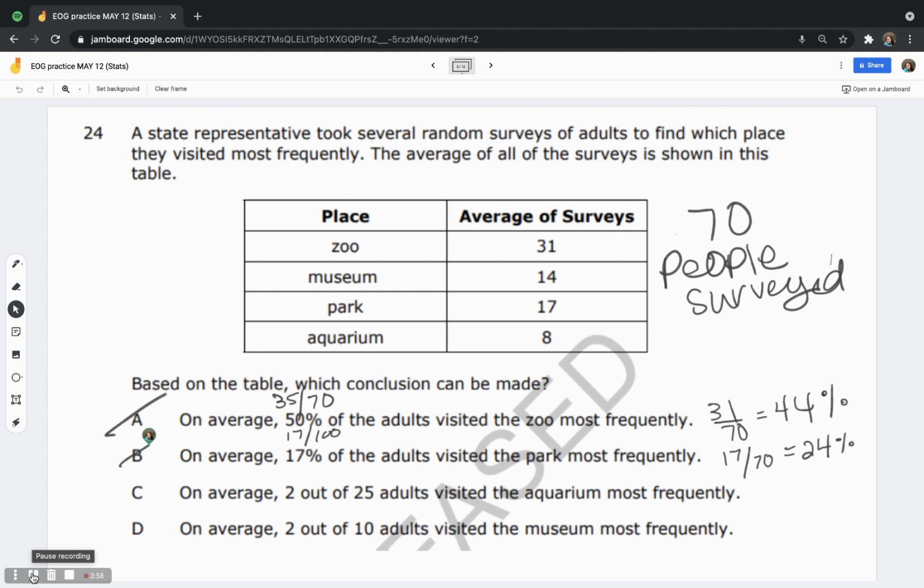C, on average, 2 out of 25 adults visit the aquarium most frequently. So we want to know if 8 out of 70 is equal to 2 out of 25.